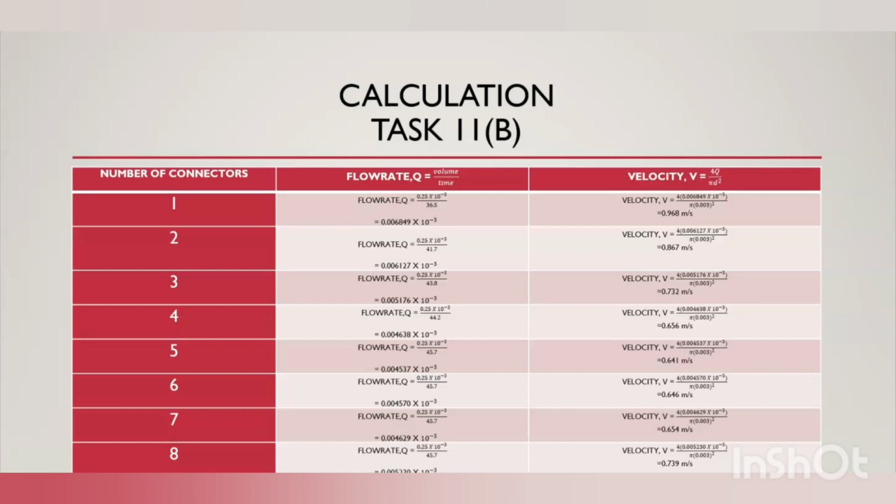And the velocity, we just insert the value of the flow rate in the equation. We got 4 times 0.006849 times 10 power of negative 3 divided by pi times 0.003 power of 2. We got 0.968 meter per second. It's the same for connectors 2, 3, 4, 5 until 10. Just insert the data we got from the table result.